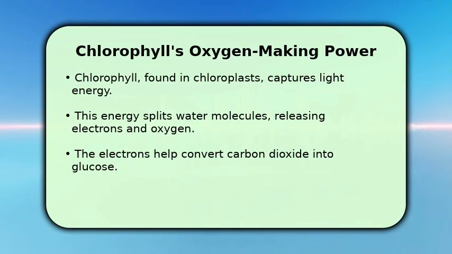The magic of oxygen production largely happens thanks to chlorophyll, the green pigment found within plant cells' chloroplasts. Chlorophyll is incredibly efficient at absorbing light energy, particularly red and blue wavelengths. This absorbed energy is then used to split water molecules, releasing electrons and, crucially, oxygen gas into the atmosphere. These electrons also play a key role in converting carbon dioxide into glucose, the plant's food source.